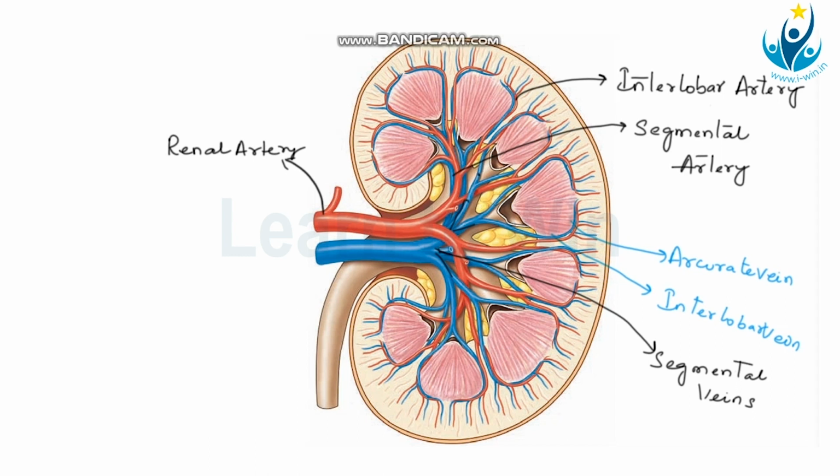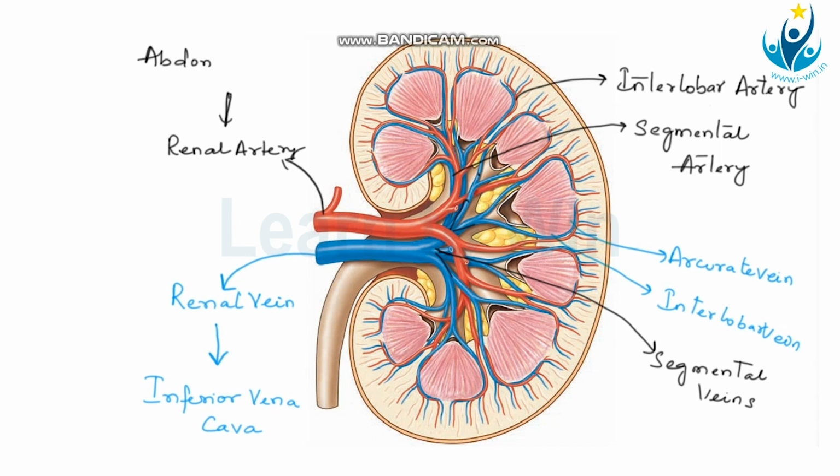And finally, all the segmental veins join into this massive vein which is called the renal vein, which exits through the hilum. And this renal vein further joins into the inferior vena cava, so that all the deoxygenated blood is carried back to the heart, whereas the renal artery is coming from the abdominal aorta. Okay, so this is the interlobar artery and this is the arcuate artery.